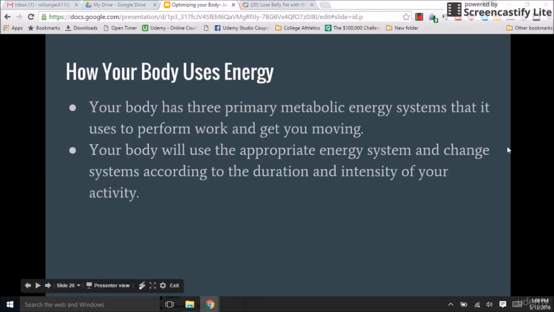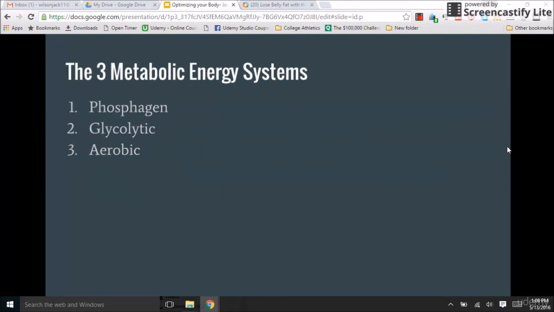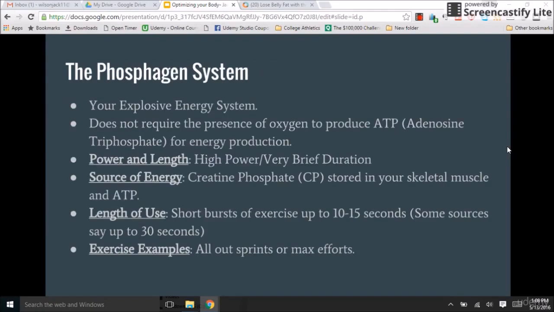So, just to give you a little breakdown of how your body uses energy, your body has three primary metabolic energy systems that it uses to perform work and get you moving. Your body will use the appropriate energy system and change systems according to the duration and intensity of your activity. Your three metabolic energy systems are the phosphagen system, the glycolytic system, and then your aerobic system. And we're going to give you a little breakdown of what these systems are and how they use energy.